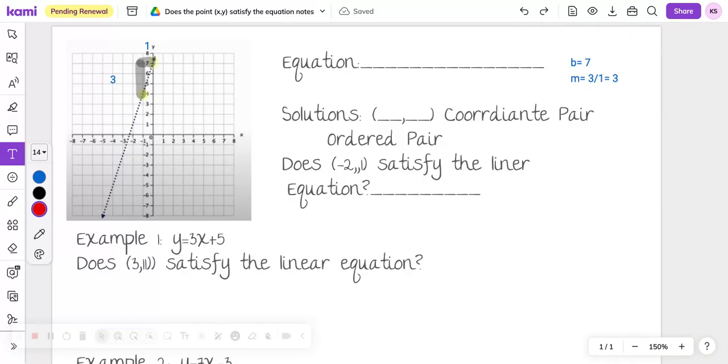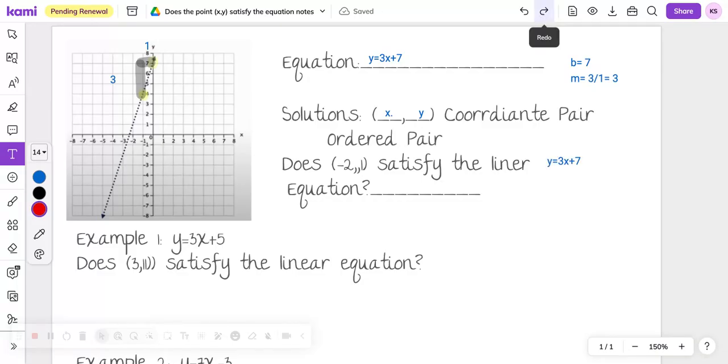Okay. Once I know that, I can plug in my m and my b value into my equation of y equals mx plus b. So if we plug those in, we get the equation y equals 3x plus 7. Okay. So when we talk about solutions to a linear equation, we're talking about what are the x and the y values that make this equation work. Just remember, x is going to be in that first blank, and y will be the second number that you see in the parentheses. Okay.